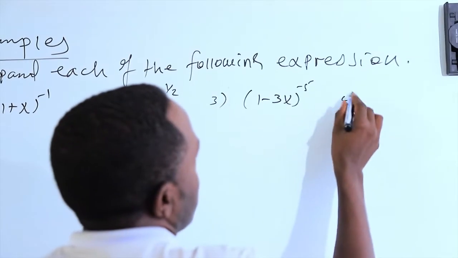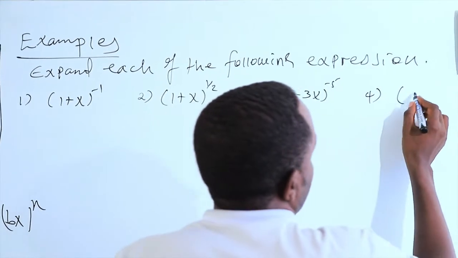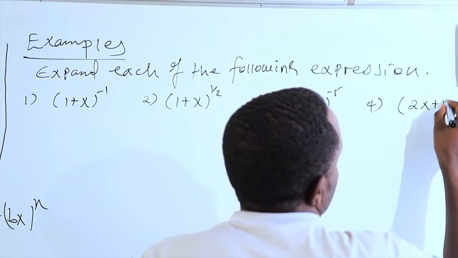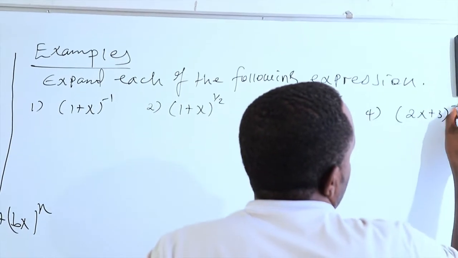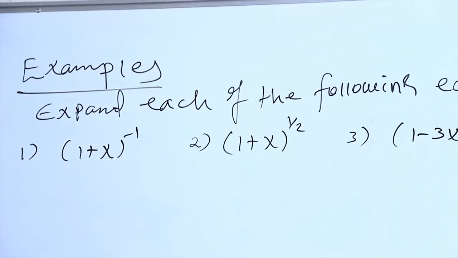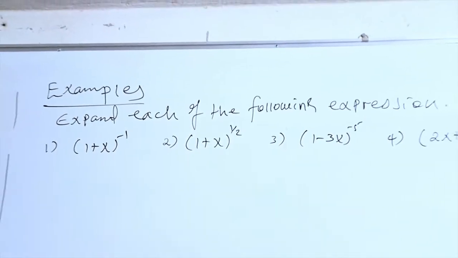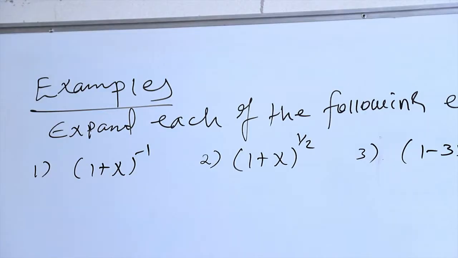And again, the fourth example is 2x plus 3 to the power of minus 4. So we can expand all of these by applying what we have seen here, the binomial series, as a solution.